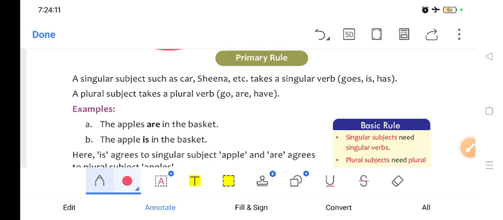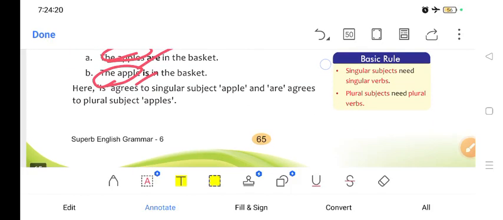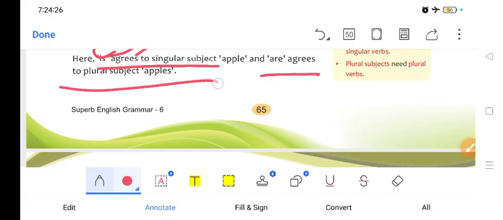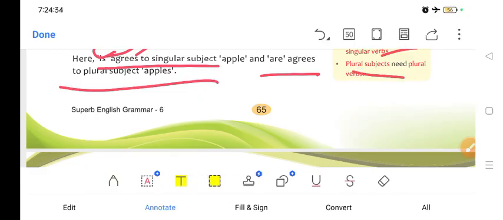It means when the apples are in plural form, we put a plural verb. When the apple is in singular form, we put a singular verb. This is called subject verb agreement. Here is agrees to singular subject apple, and here are agrees to plural subject apples. Understood? So the basic rule is singular subject needs singular verbs and plural subjects need plural verbs.